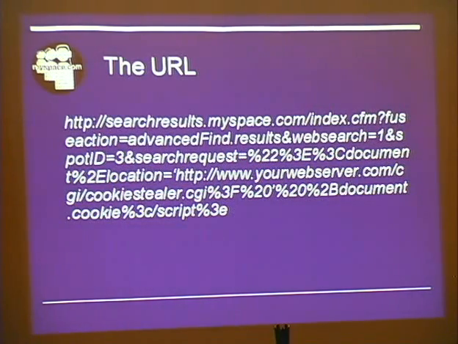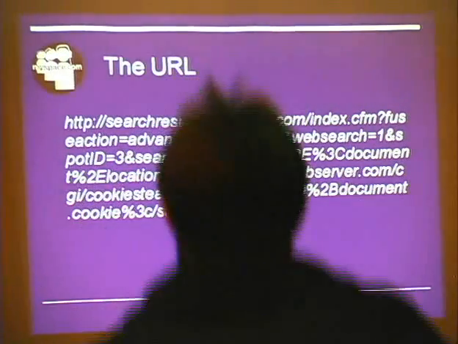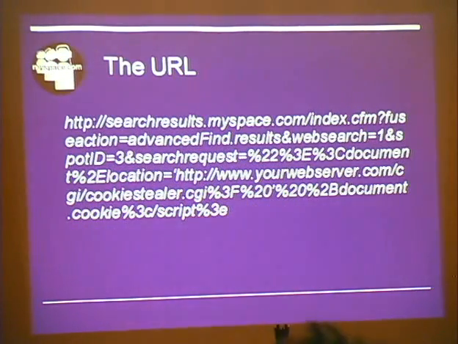This is the URL. I'll let you guys look at it for a second. Obviously, it's just the URL, so it looks kind of odd just sitting up there. But you can pick some of it apart. Obviously, some of it's encoded. You can see the MySpace search results, myspace, and then the index.cfm. And then it's a little encoded. It says document.location, your web server, cookiestealer.cgi, document.cookie, and you're doing the end script tags. I'll talk about why it's encoded in a few minutes.